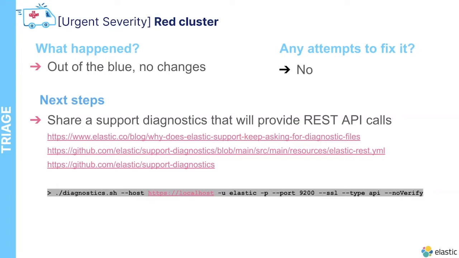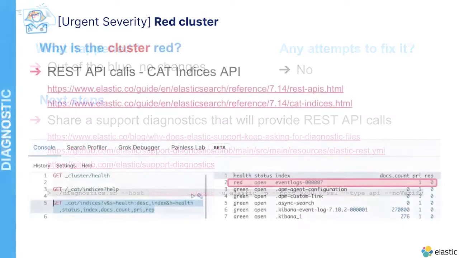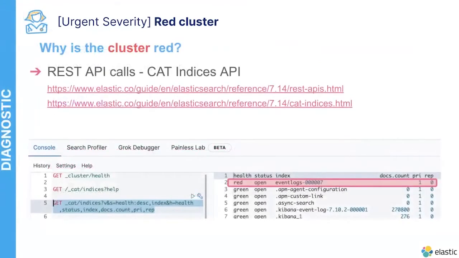In this presentation, we'll use the REST API calls, but have a look at the URLs provided here, which explain what information is bundled in the support diagnostics and where to find those API calls. It's a useful tool. Once we have a support diagnostics, or if we have access to the cluster to troubleshoot via screen sharing session with the customer, we can run a few API calls to figure out more.